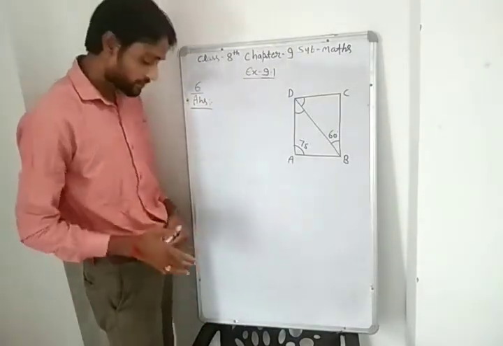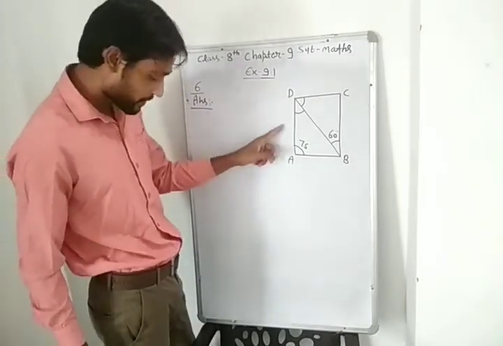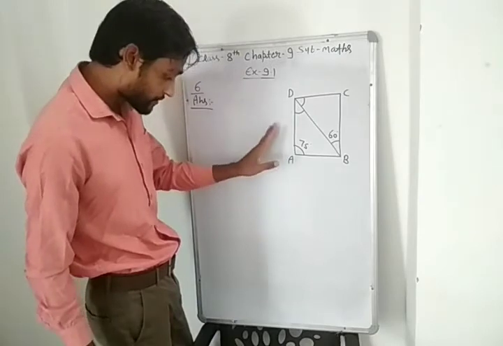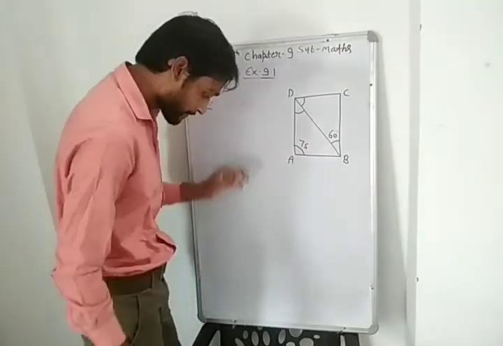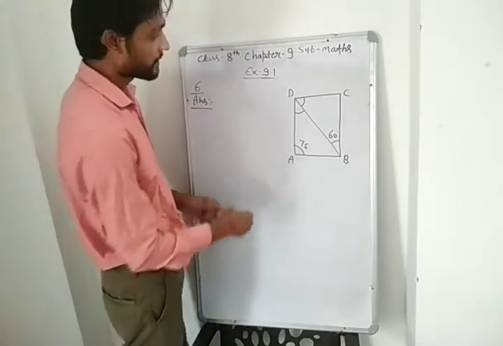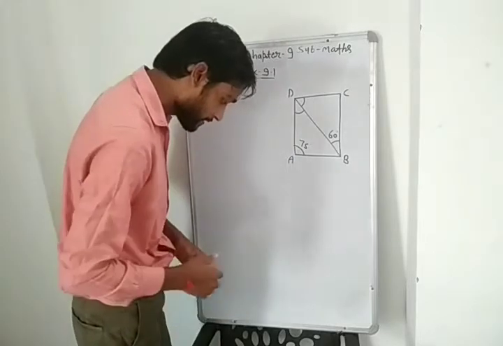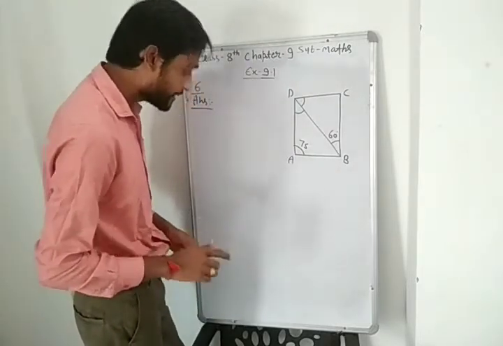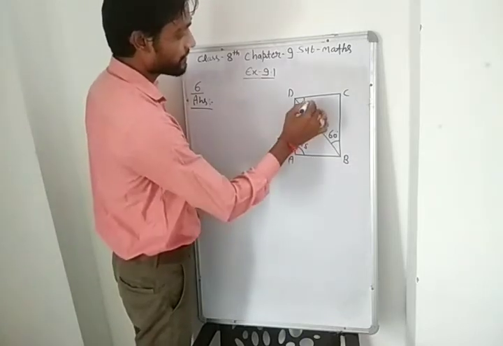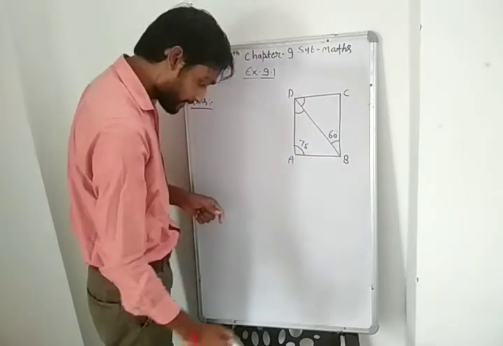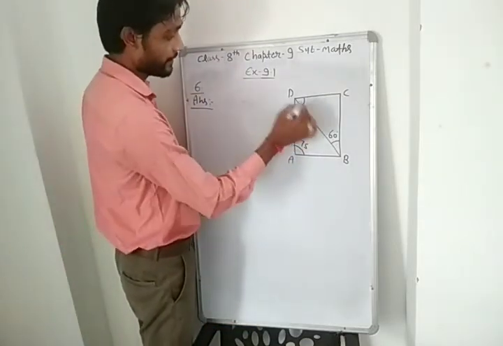First we will read the question. ABCD is a parallelogram in which angle DAB is 75 degrees and angle DBC is 60 degrees, that is given. Calculate the measure of angle CDB and angle ADB.